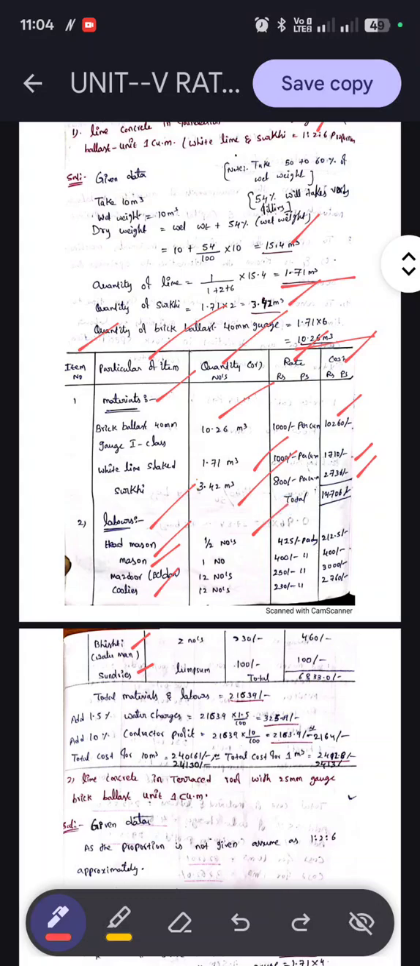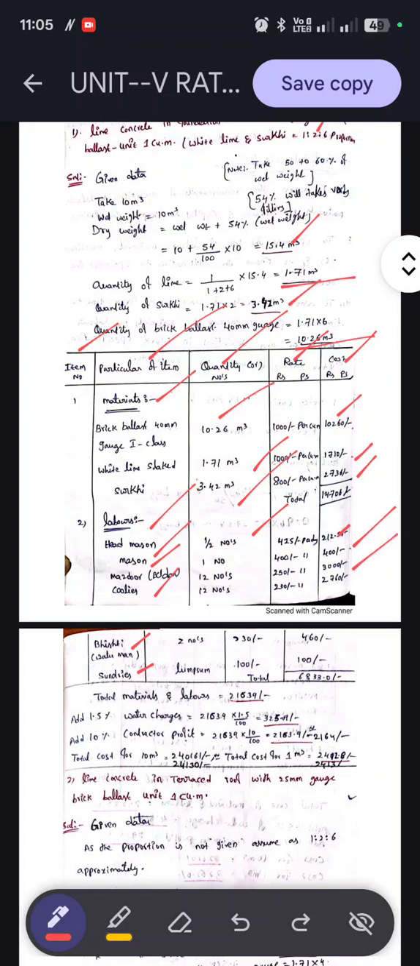Next, per day head mason cost is 425 rupees, so half into 425 is 212.5 rupees. Next, mason. The mason works one number, and the cost is 400 rupees per day, so 1 into 400 is 400 rupees. Next, mazdoors. Mazdoors worked in the foundation, 12 numbers, and each per day cost is 250 rupees. So 12 into 250, now the cost is 3000 rupees.